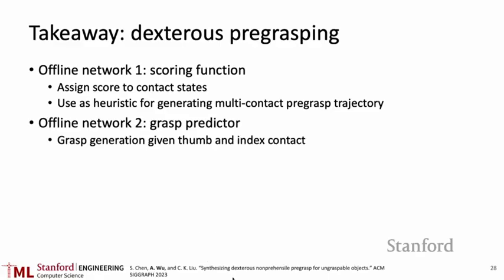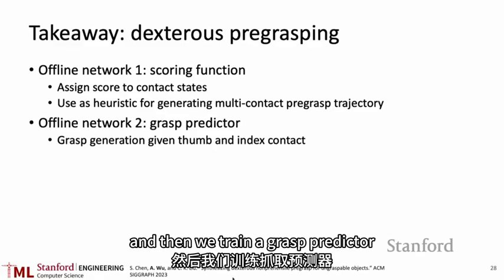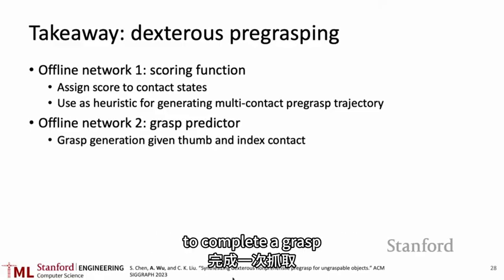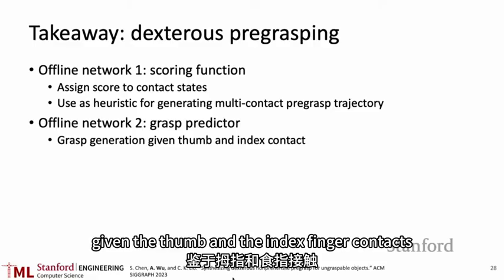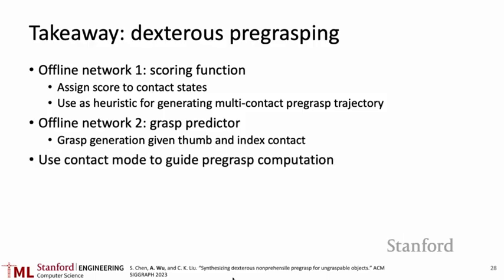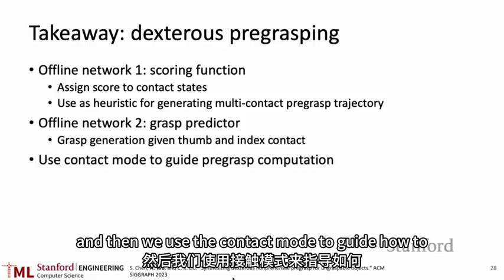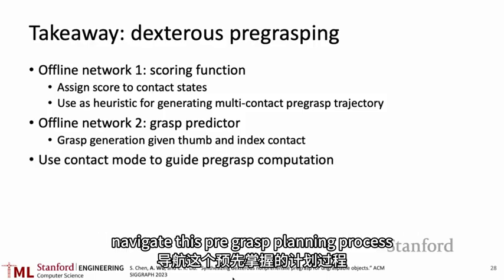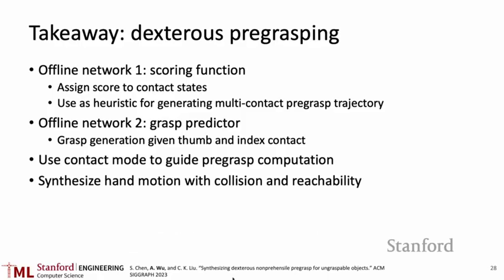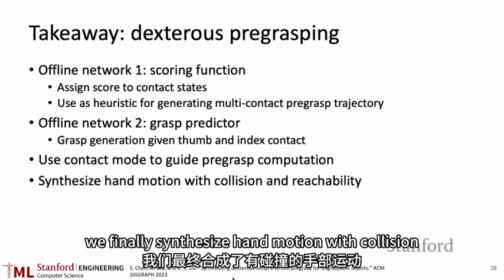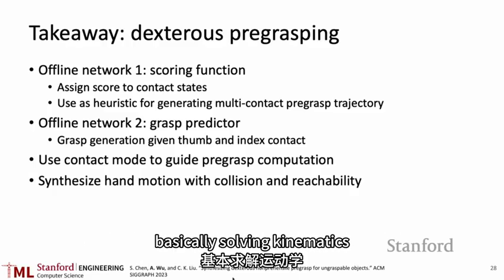And so the takeaway of this project, again, we train a scoring function to rank the contact states, and then we train a grasp predictor to complete a grasp given the thumb and the index finger contacts. And then we use the contact mode to guide how to navigate this pre-grasp planning process. And then we finally synthesize hand motion with collision and reachability, basically solving kinematics.